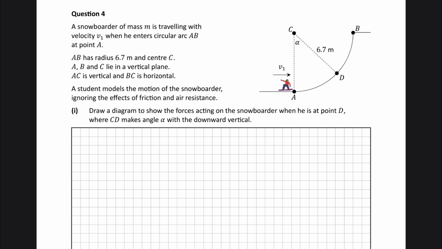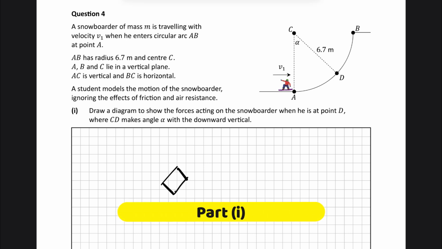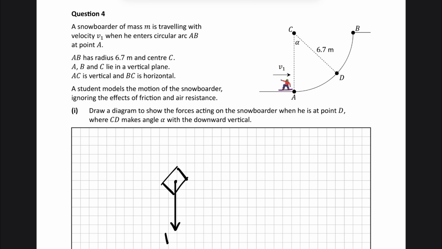So in this case, drawing the snowboarder at that point, I can draw a rectangle or I can draw a circle. There is the weight component acting down, mass times gravity. And there's also, he's pushing against the surface. So there's also the reaction force acting in that direction towards the center. Okay, make sure to show them nice and clear, clearly labeled, and you've got your 5 marks.